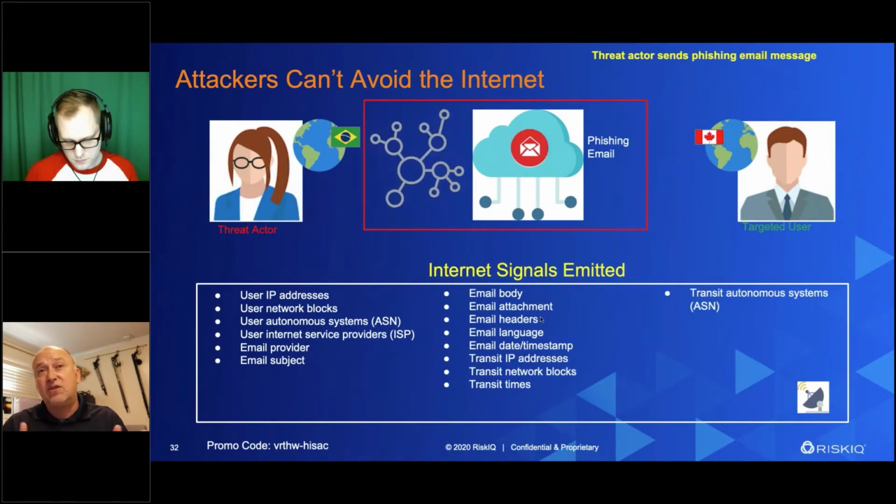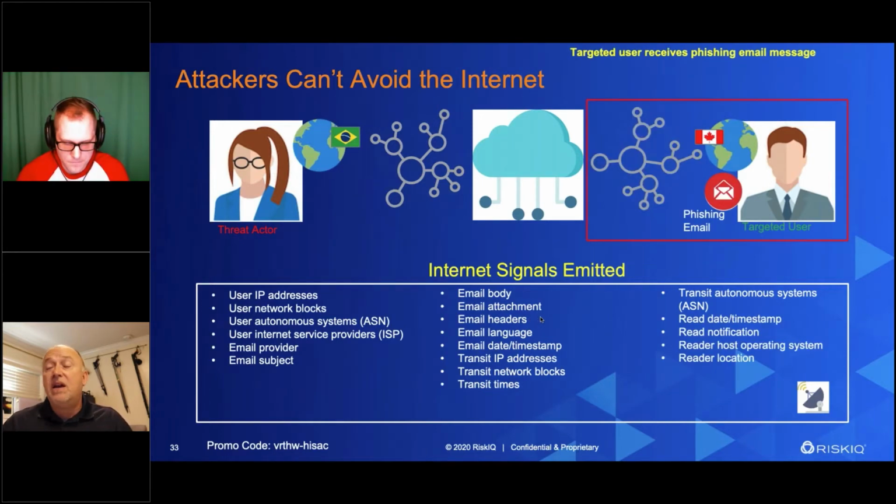Once it's sent, it goes through the internet, through different networks. You'll see the transit IP addresses, the network blocks, the transit times, and the autonomous systems it went through, and it gets to the user. If it's an HTML email, it might link back to the threat actor, where they can fingerprint the machine and get some additional information. They can know when the person read it, their operating system, and even their geolocation based upon the IP address. So all that information is out there, and it can be collected.